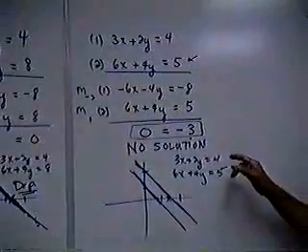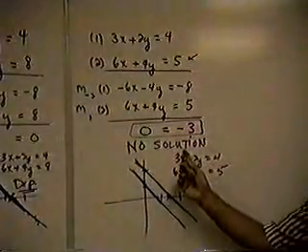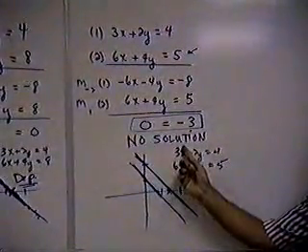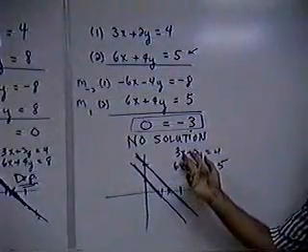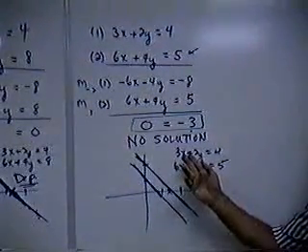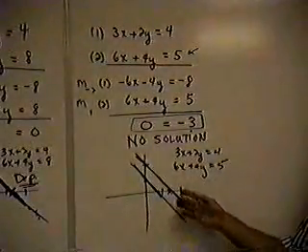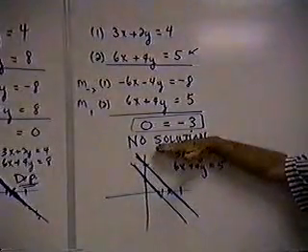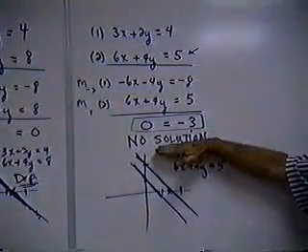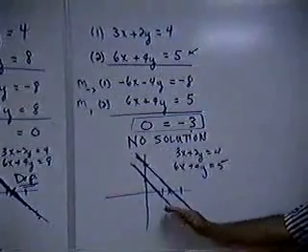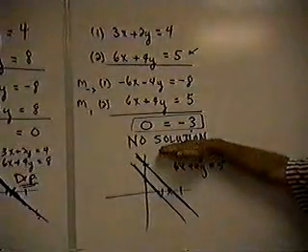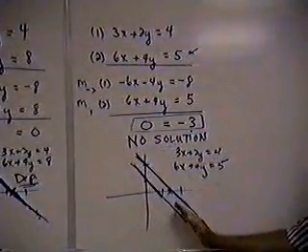So here are the three words. Remember, we want to know whether it has solutions or not have solutions. We want to know whether it's consistent or not consistent, or dependent or independent. And we want to know what happens graphically. So here are the answers. No solution means inconsistent parallel lines. That's three words. No solution, inconsistent parallel lines.